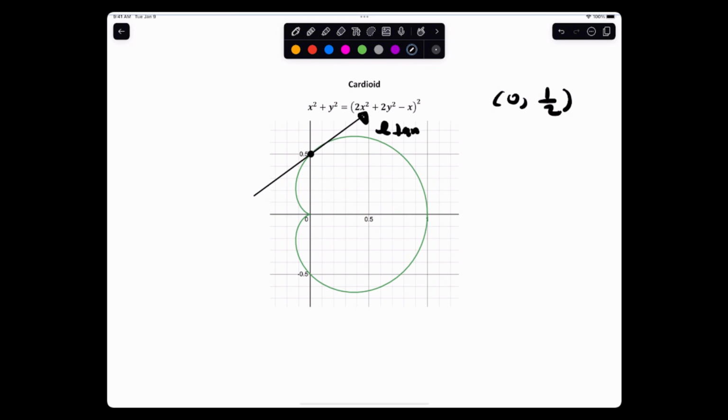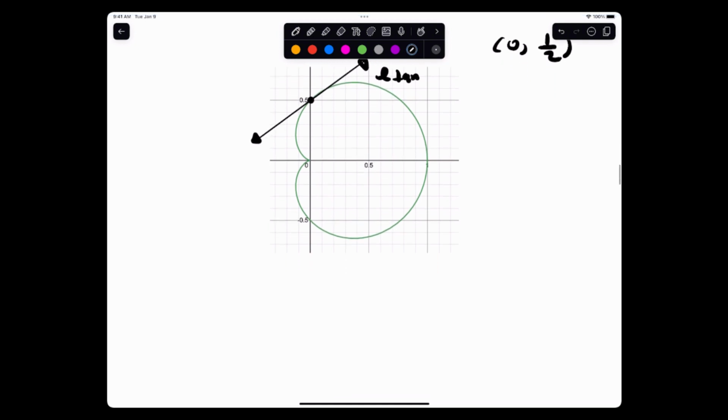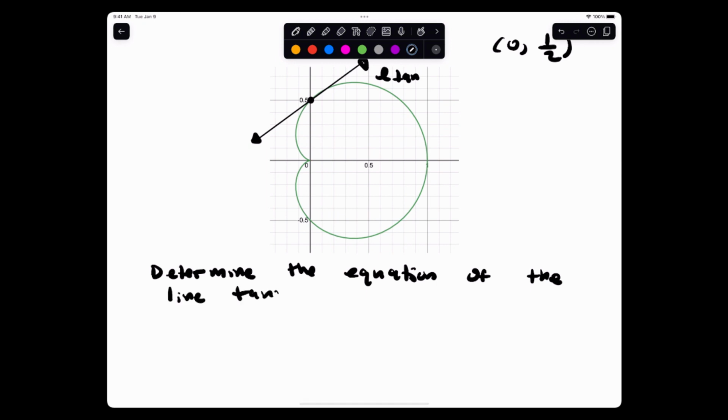So, ladies and gentlemen, here's what I'm going to ask you guys now here, okay? Yes, we're going to get the derivative here. But what kind of questions do they ask here? They might say this. They might say, determine the what now? The equation of the line tangent to the what? Curve at the location (0, 1/2).